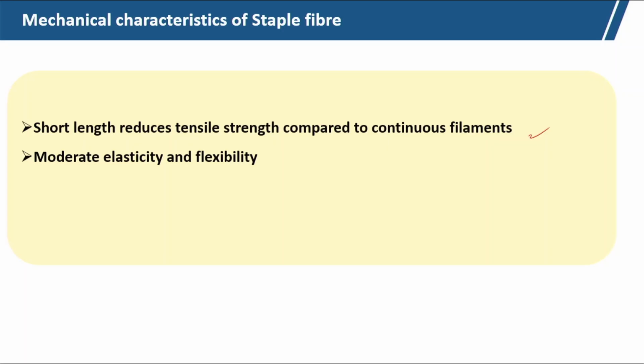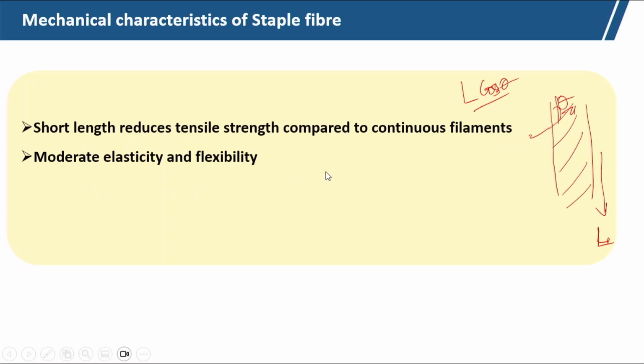In continuous filament yarn, all the filaments are aligned to the load direction, but in case of staple fiber yarn, you can see here the fibers are aligned at angle theta. So, when the load is applied, the component that the fiber is actually carrying is L cos theta. So, that is the component which the fiber is carrying. That means the load carrying capacity of the fiber is low.